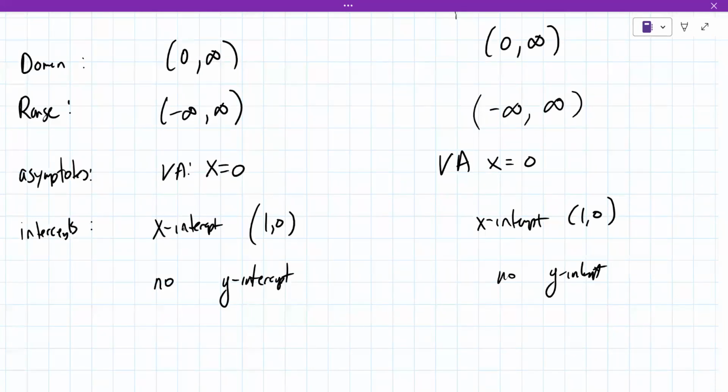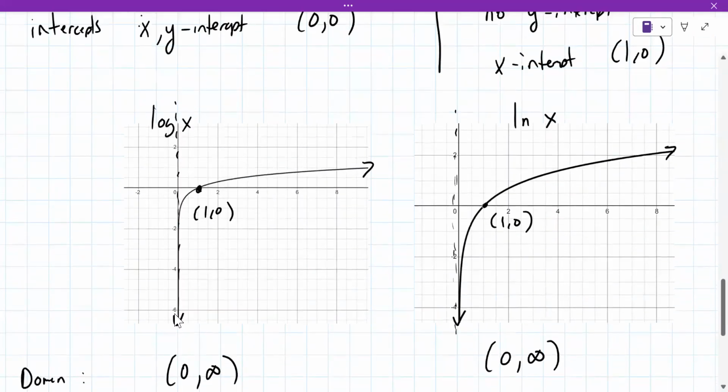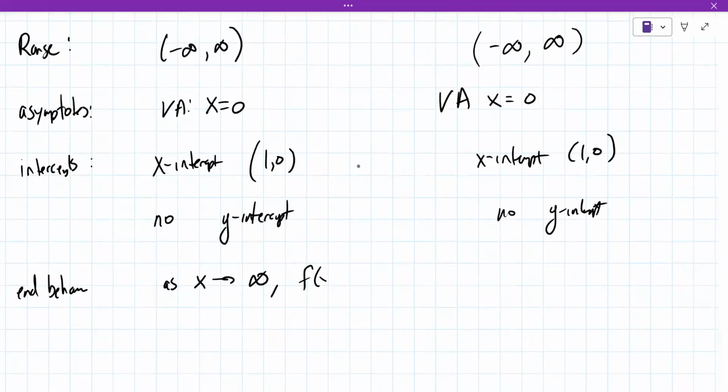Right. And then the last thing is the end behavior. As x goes to infinity, this means to the right, as we're going to the right. So you go back to the graph, always go back to the graph here. As you traverse the curve to the right, how high up does this go? It goes up infinitely. That's right. So we can say f of x goes to infinity.